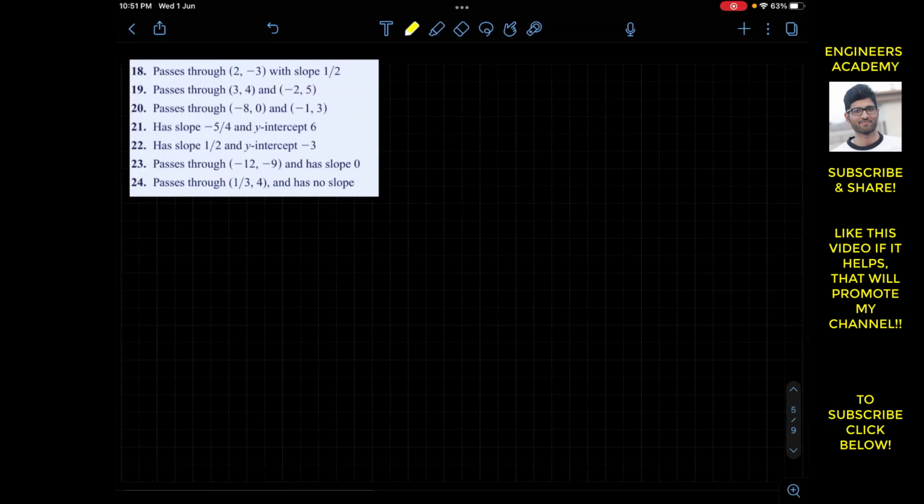The next problem is problem 21, and problem 21 says to find the equation of the line which has slope minus 5 divided by 4 and y-intercept equal to 6. So we can write that the slope is minus 5 divided by 4, and the y-intercept, which is represented by b, is 6.